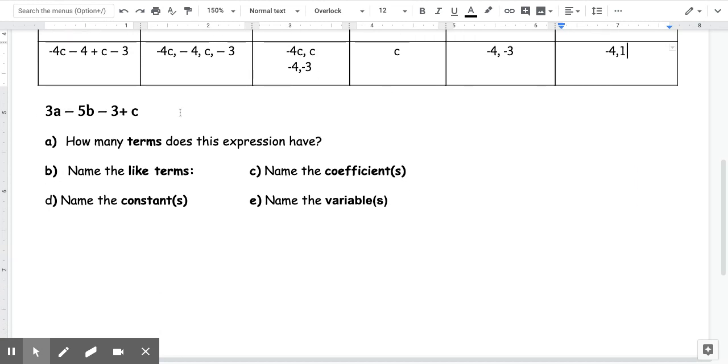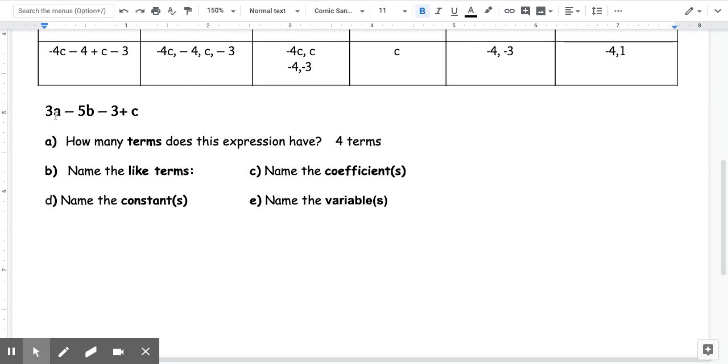And then the last set of problems, you're going to have something similar to that. So basically, you're using the expression. The first question is, how many terms does the expression have? Well, I have 1 term, 2 terms right here, and then 3 terms, and then the last one right here. So that means I have 4 terms. So you will just write 4 terms because it's asking how many terms.